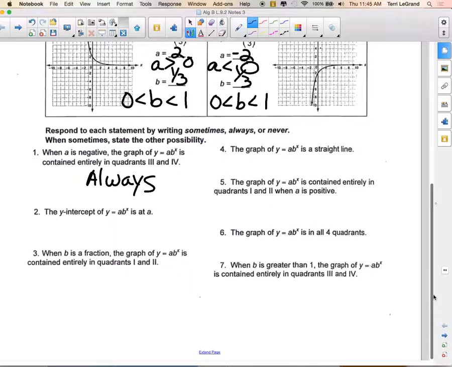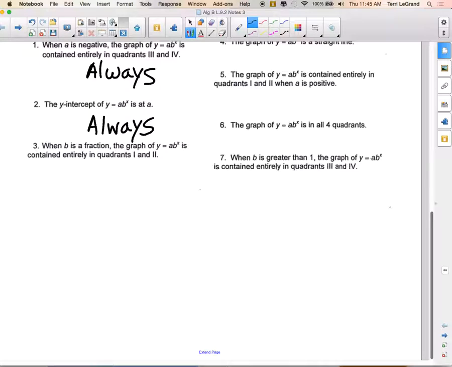Okay, how about number 2? The y-intercept of y equals a times b to the x power is a. Yeah, always. We just went through that, you guys, remember? You should have been shouting out always. A is the y-intercept. When b is a fraction, so that means it's between what and what? Between 0 and 1. When b is a fraction, it's contained entirely in quadrants 1 and 2.